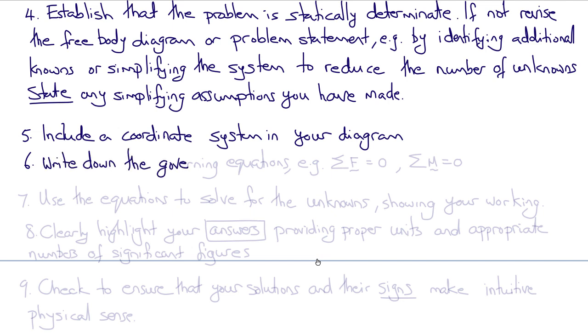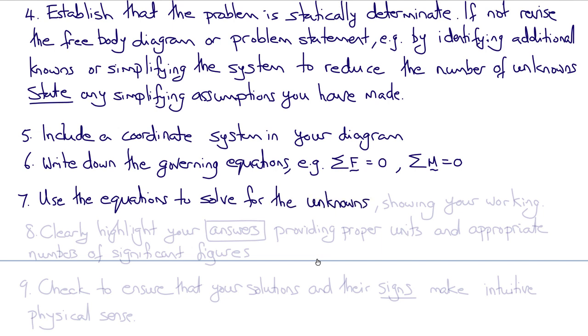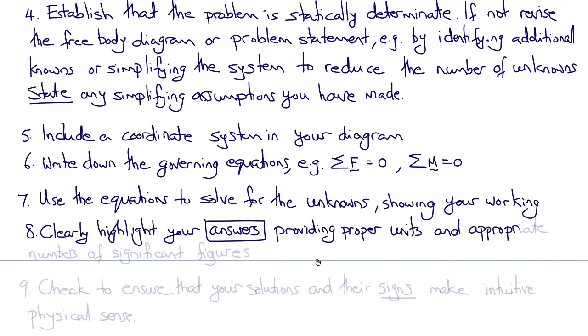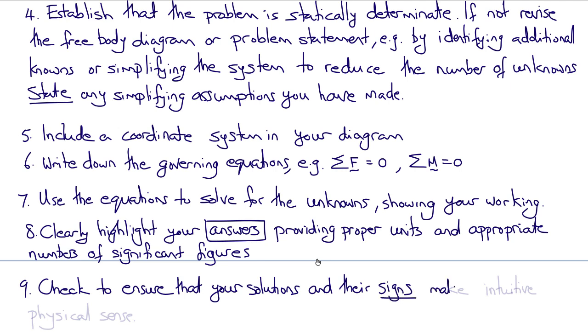Next, we write down the governing equations. So the sum of the external forces balances to 0, the sum of the moments balances to 0. And then we use those equations to solve for the unknowns, being careful to show all your working. Clearly highlight your answers for the unknown quantities and remember to provide proper units and to use an appropriate number of significant figures. Finally, check to make sure that your solutions, in particular the signs of your solutions, the directions of the forces that you've solved for, make intuitive physical sense.